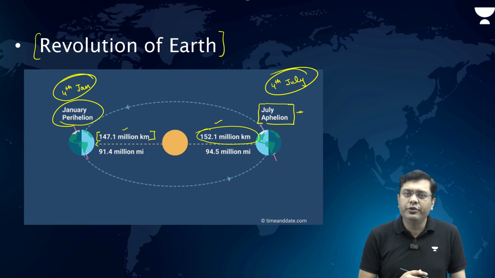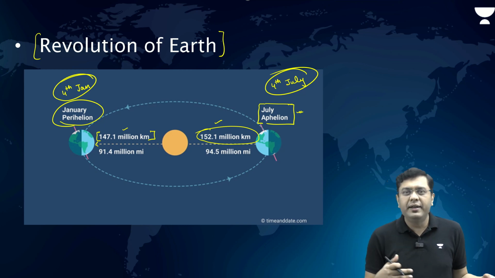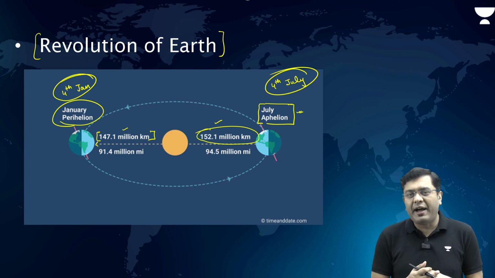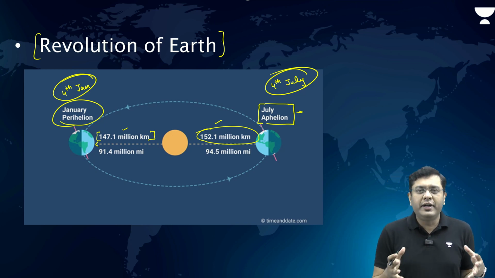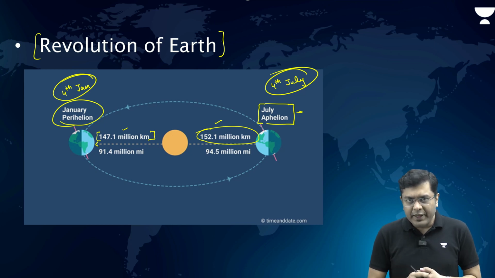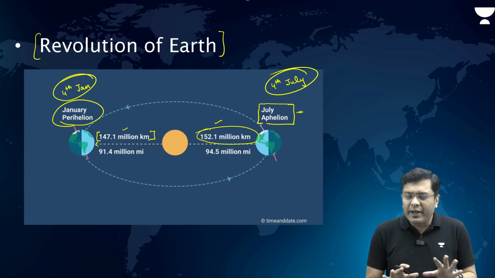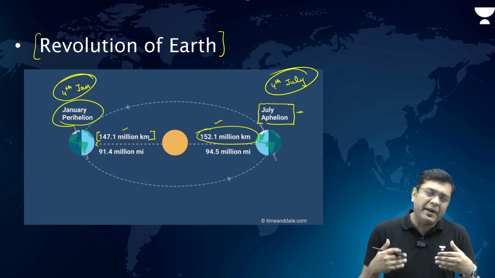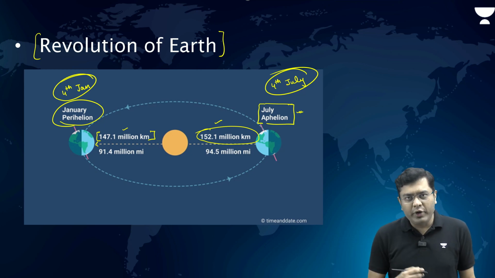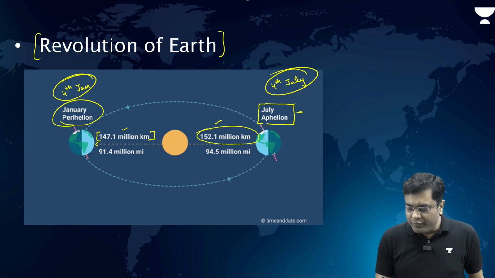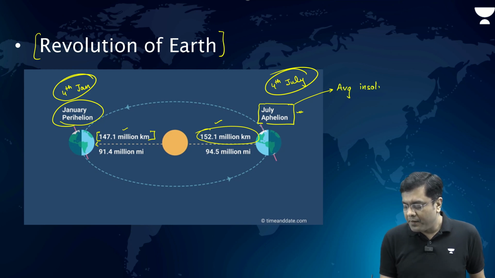So in these conditions, it is the tilt of Earth on its axis, northern hemisphere being tilted towards the Sun or away from the Sun. These become the deciding factors in terms of what the temperature is going to be. So that is why it does not have much of an impact on temperature, but nonetheless, the amount of insolation varies. In the month of July, overall, average insolation is lesser.